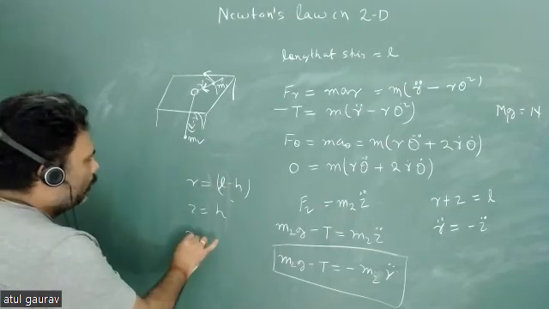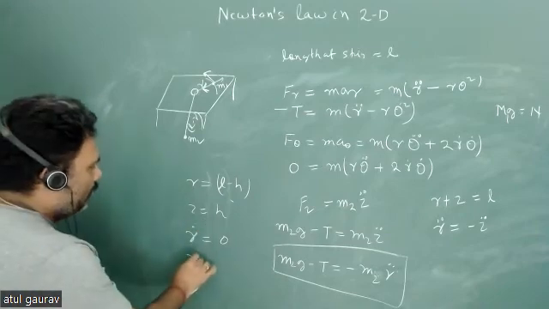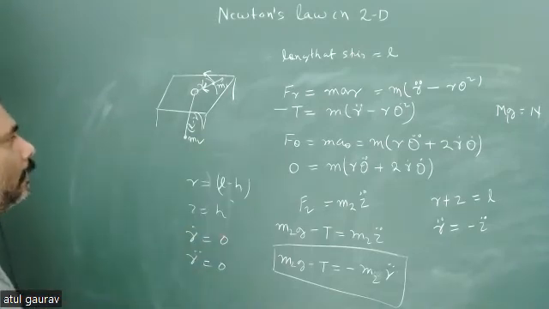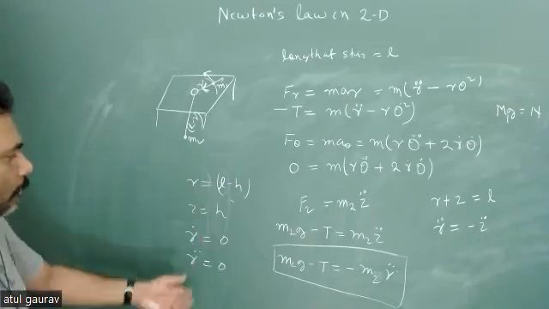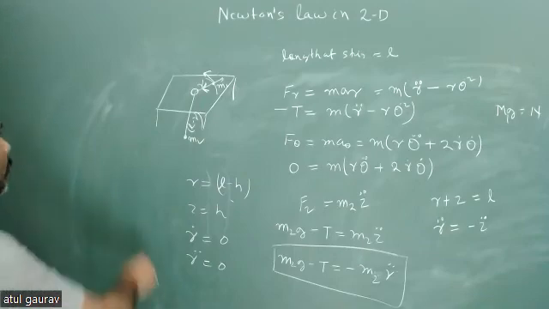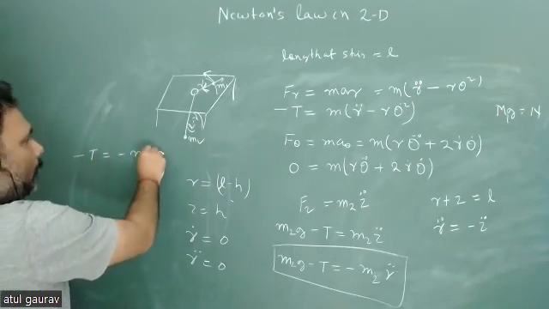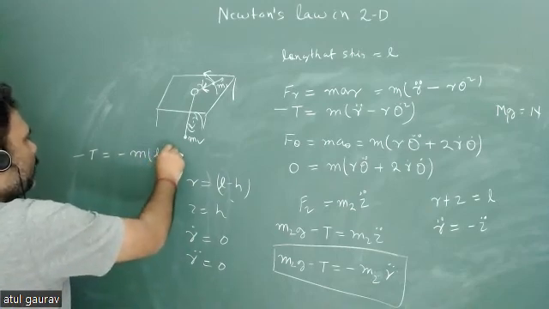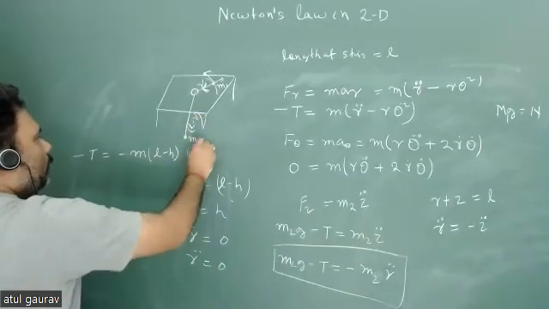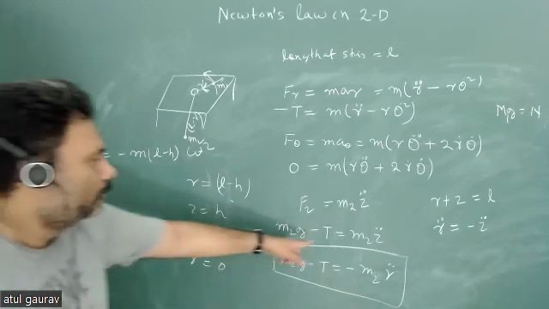So what will happen to R dot? That value is 0 and R double dot is also 0. This is a very famous question. You can always have this type of problem. So now we can get the angular velocity. So what will happen? Minus tension is equal to minus m (L minus h) theta dot square, which is basically omega square. You have to find this particular omega, and you can find the tension from here.